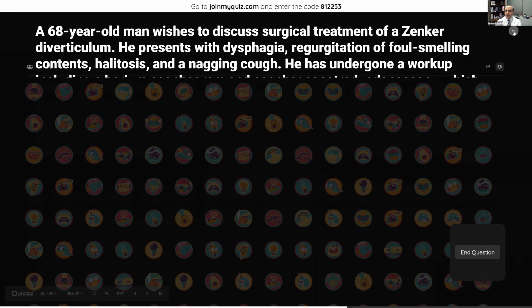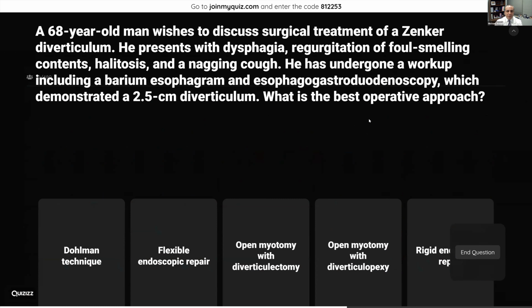All right, next question. A 68-year-old man wishes to discuss surgical treatment of a Zenker diverticulum. He presents with dysphagia, regurgitation of foul-smelling contents, halitosis, and a nagging cough. He has undergone a workup including a barium esophagram and EGD, which demonstrated a 2.5 centimeter esophageal diverticulum. What is the best operative approach?